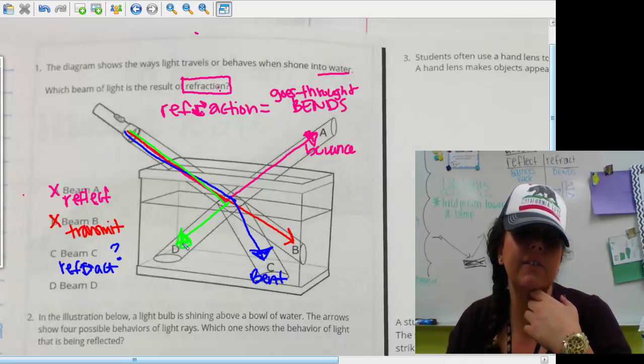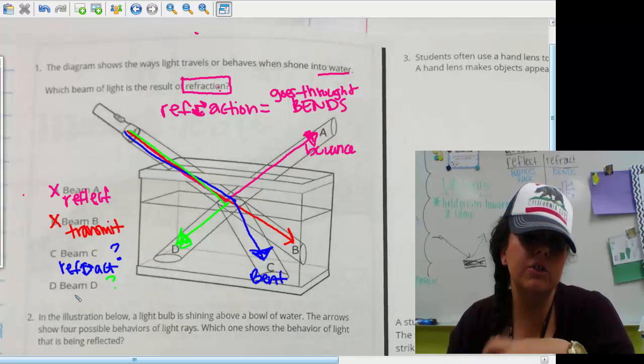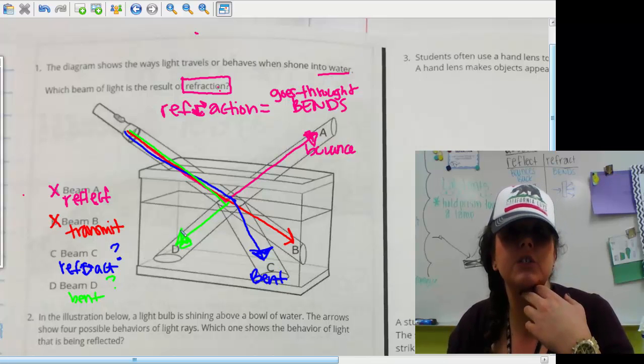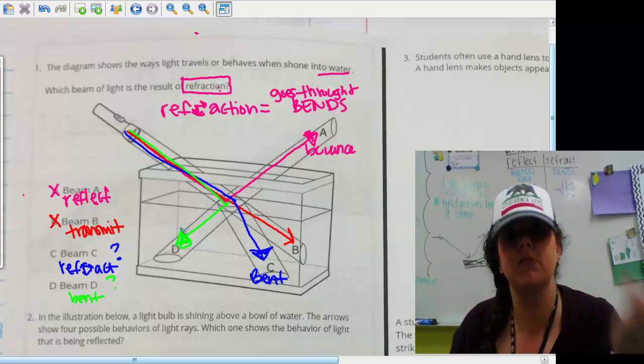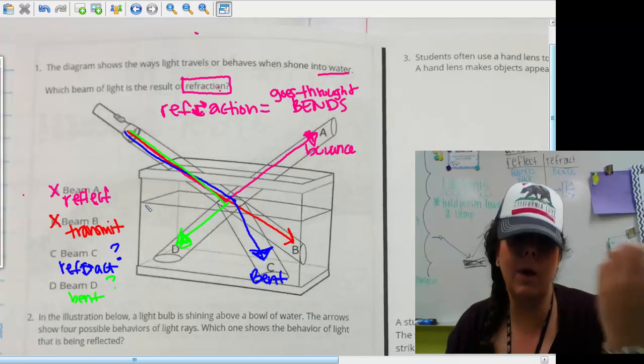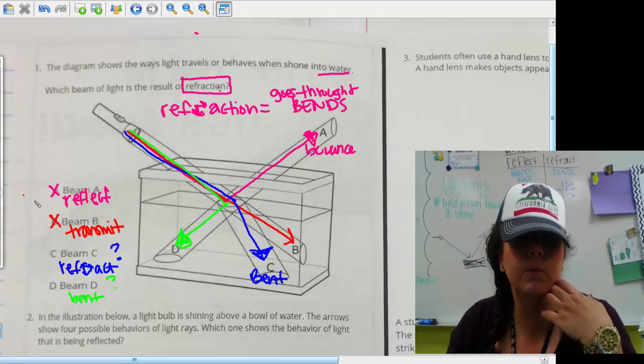So if you narrow it down to choice C and D, because both of them are bending, which one would be the better choice? Which one shows what you have seen in class about how light bends when it passes through a surface like water? You're right. So the best choice here is going to be choice what?